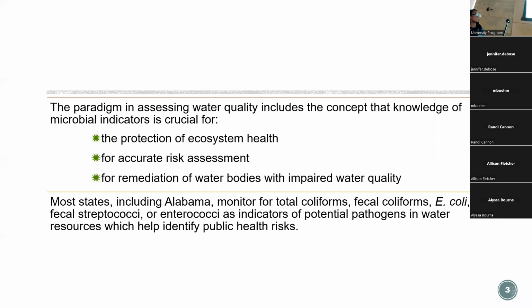The paradigm in assessing water quality includes the concept and knowledge that microbial indicators are crucial for the protection of ecosystem health, for accurate risk assessment, and for the remediation of water bodies with impaired water quality. Most states, including Alabama, monitor for total coliforms, fecal coliforms, E. coli, fecal streptococci, and enterococci as indicators of potential pathogens in water resources, which help identify these public health risks.